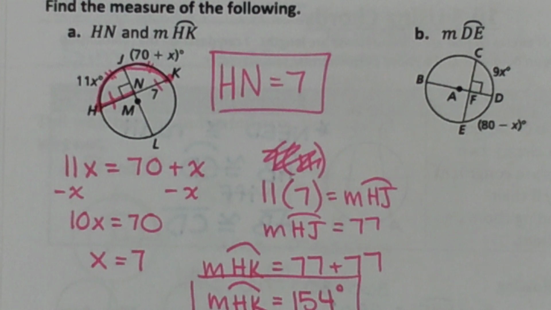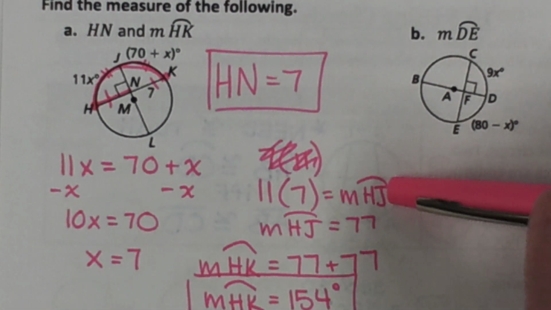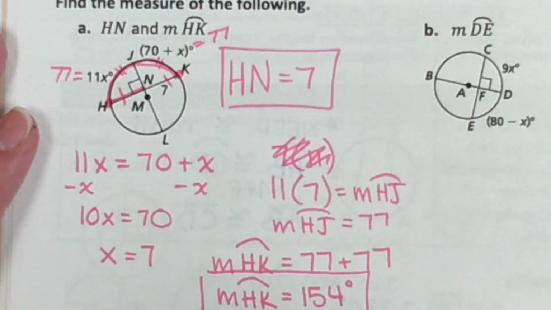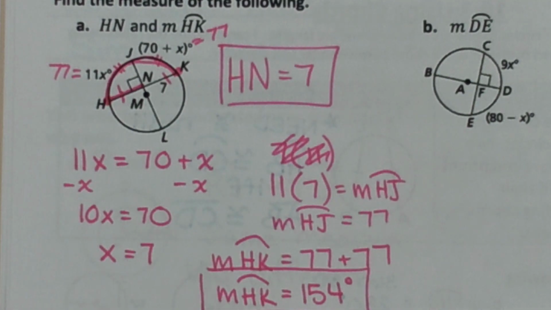If I needed to, then I would write it down, but for this one I wouldn't write 11 times 7. I probably wouldn't have written the equals measure of HJ. I probably would have written that equals 77, that equals 77, add them together. Write down what makes sense for you, keeping in mind that you might have to look back at this problem and remember how you did it. I always write down more work than what I would typically expect you guys to write, unless I explicitly say you need to write all of this.